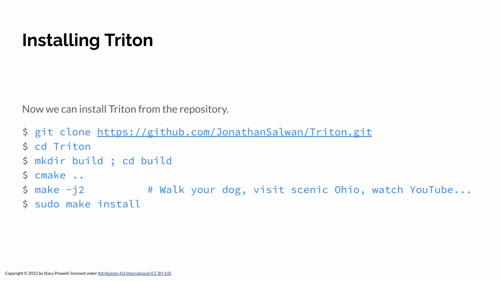And I like to do out of source builds. So I make a build directory and go into that build directory, and then I use cmake ... That's a way of doing out of source builds. Then do make j2, and this will take a while. So you can take your dog for a walk, whatever you want to do. You can watch some YouTube videos on Triton. Then do sudo make install. That will install everything for you to use, including the Python libraries, and then you'll be ready to go.